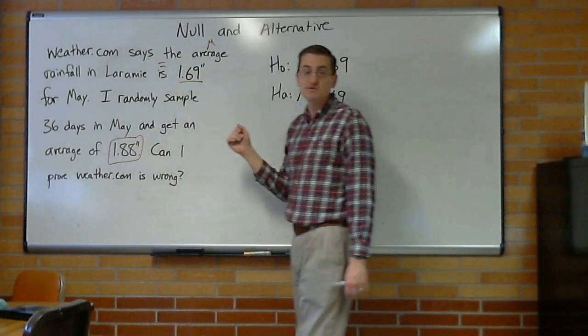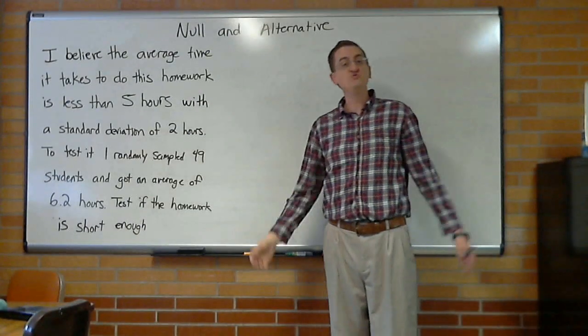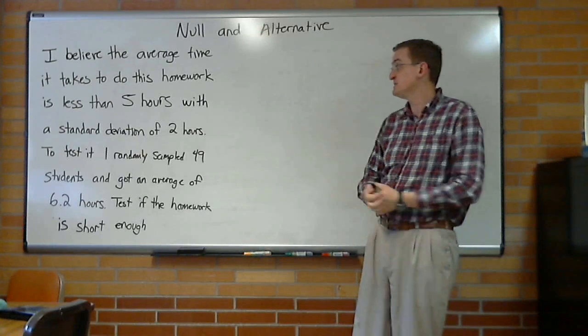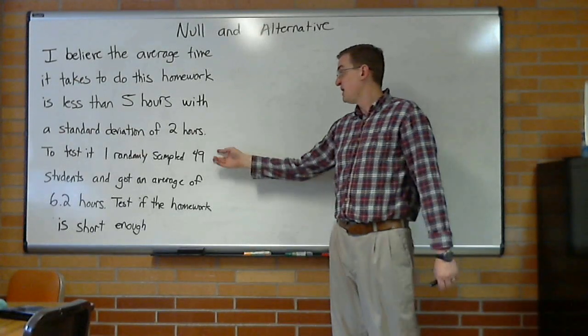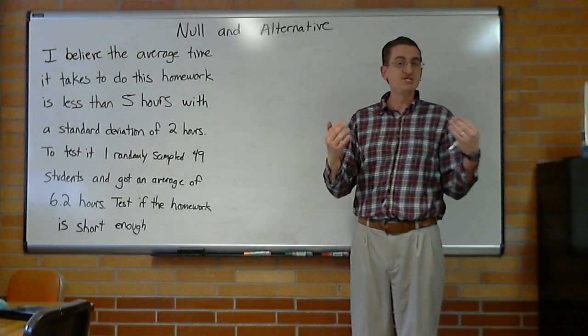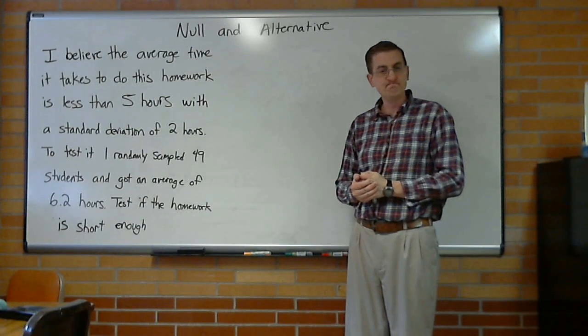Let me show you an example of why. For this homework set, I think it should take you less than 5 hours on average. Some students need longer, some students need less. My standard deviation is 2. I randomly select some students. I get an average of 6.2. Does that suggest that it's taking too long or not long enough?